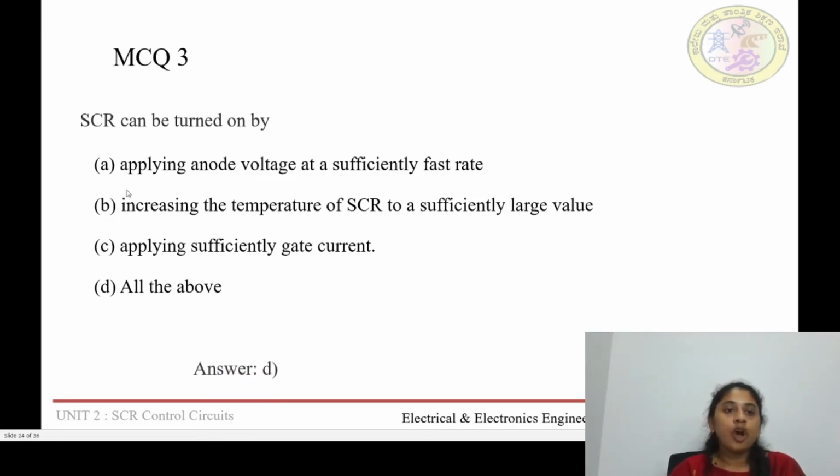We can see option A, applying anode voltage at a sufficiently faster rate, means which one? It is dV by dt triggering. And option B, increasing the temperature of SCR to a sufficiently large value, is which type of triggering? It is thermal triggering, also called temperature triggering. And applying sufficient gate current is gate triggering. So the answer is all the above.